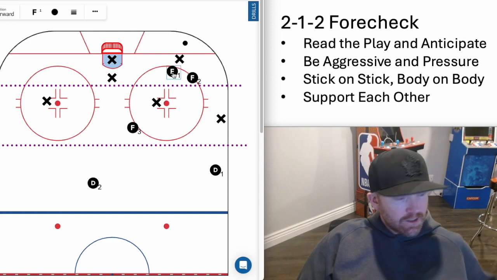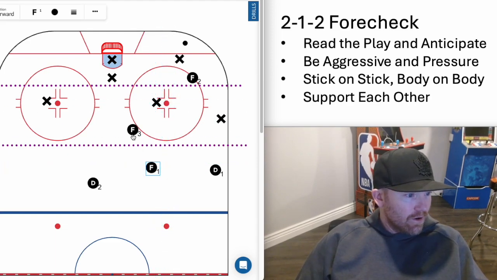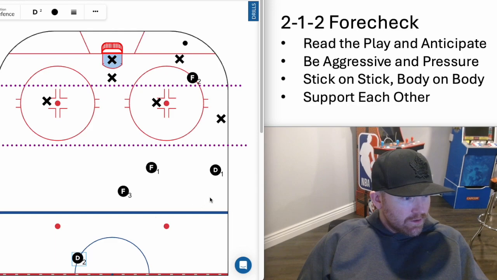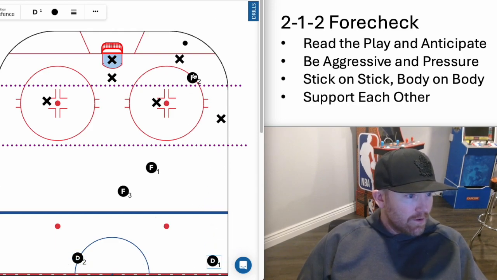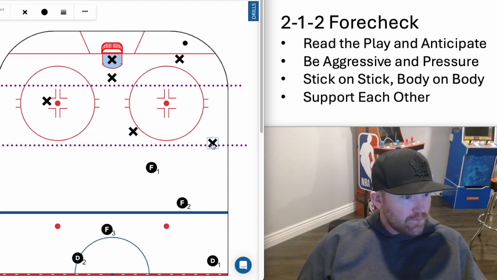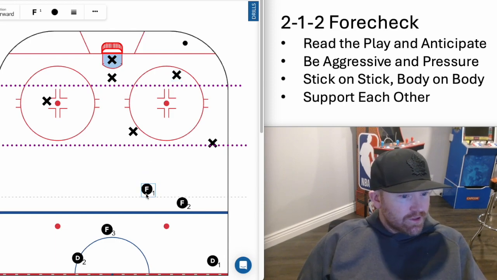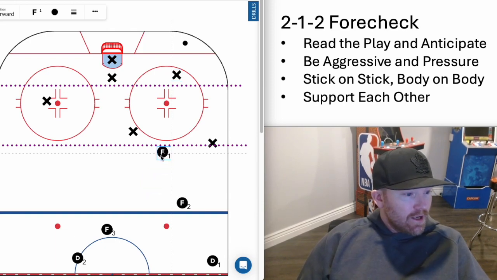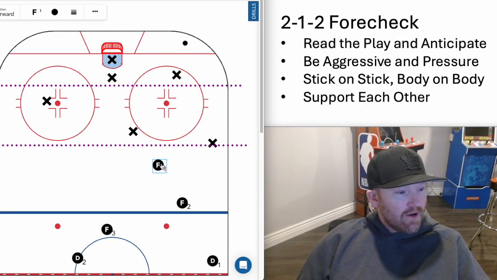So let's go through a little bit of a scenario. Say we're entering the zone and the puck is in the corner and this defenseman is going back to get it. The puck's been shot in the corner or it ends up in the corner. As our forwards are entering the zone, it would be great if the forwards could start to yell F1, F1 as they enter the zone.